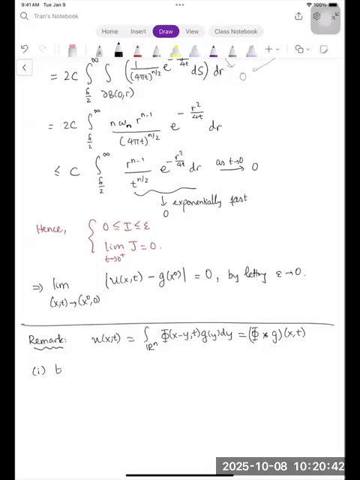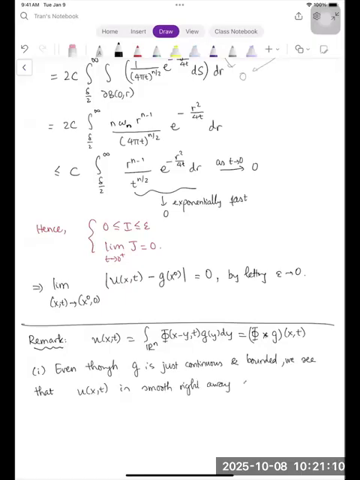Is that even though g is just continuous and bounded, we see that u(x,t) is smooth right away for t greater than 0, right? So this is the so-called smoothing effect.